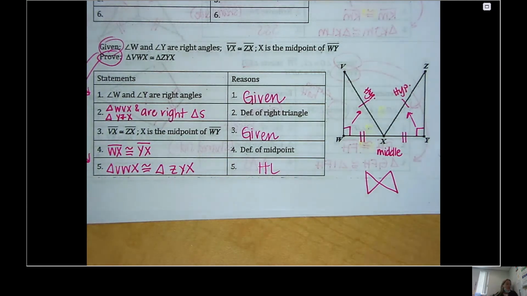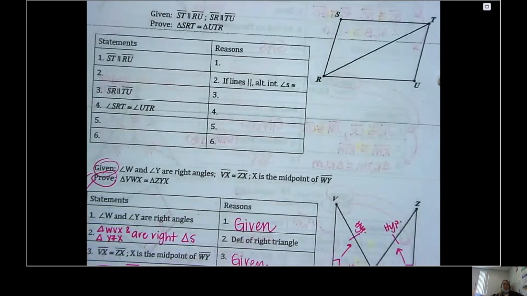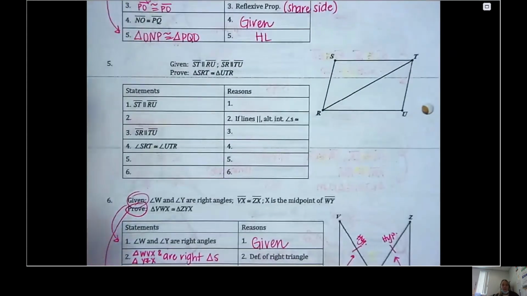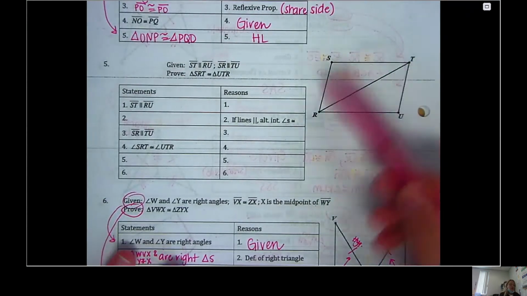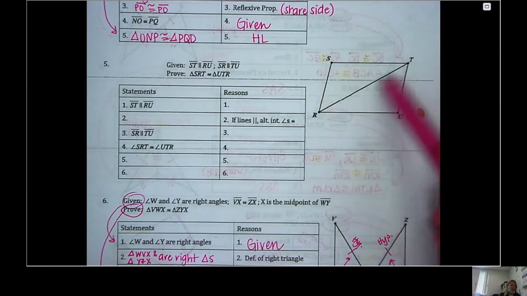All right, let's try to hustle through number 5 quickly so we don't have anything else to do tonight for homework. Okay, number 5. Now, already, what do you notice about these two triangles? Shared side. So I'm already going to know somewhere I have to have a shared side reason.